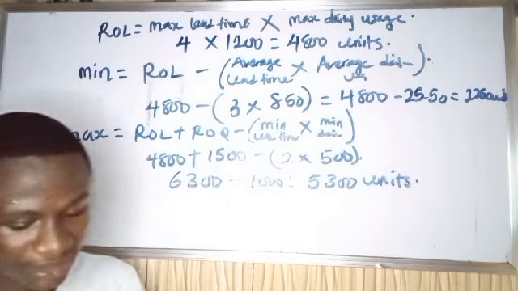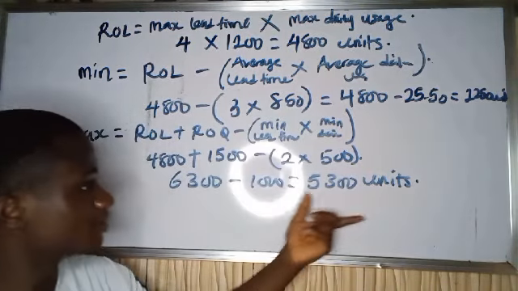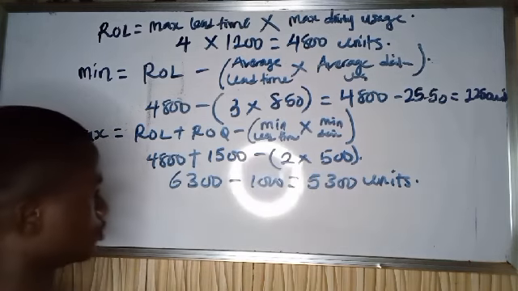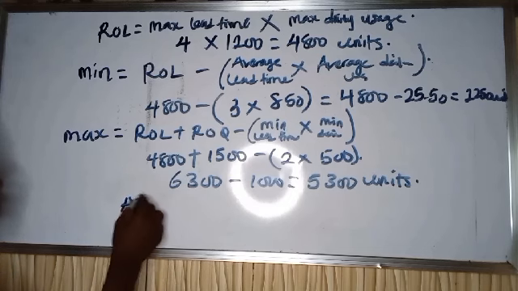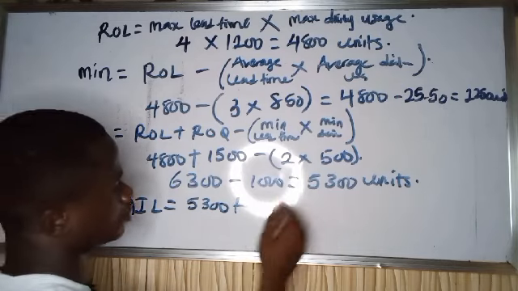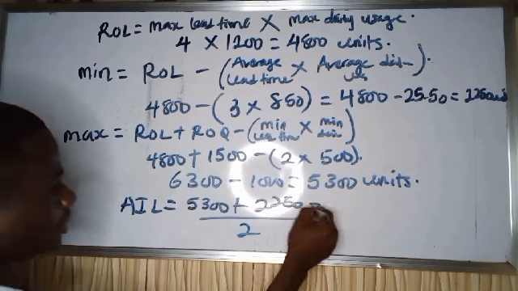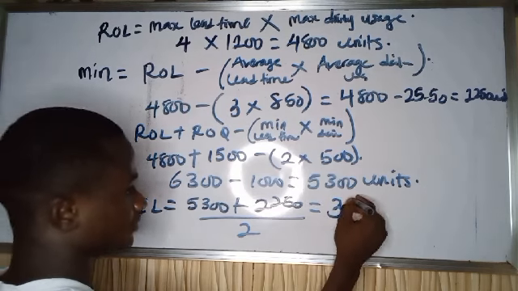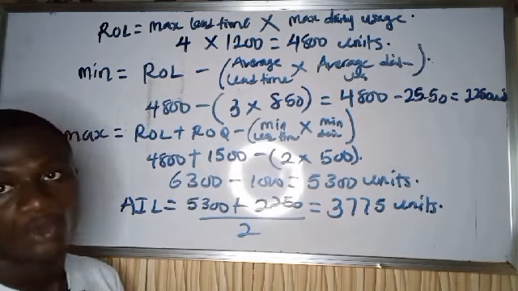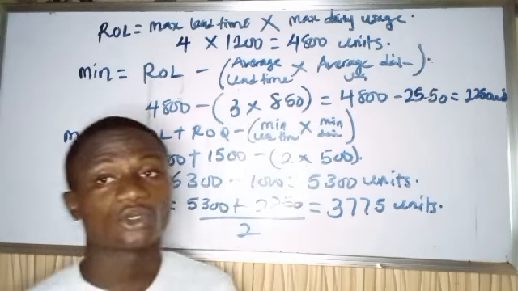And then the last one, they asked us to calculate our average inventory level, and I said it is our maximum inventory level plus our minimum inventory level divided by 2. So average inventory level, AIL, is simply our maximum, 5,300, plus our minimum, 2,250. So when we take the total and divide it by 2, we have 3,775 units.